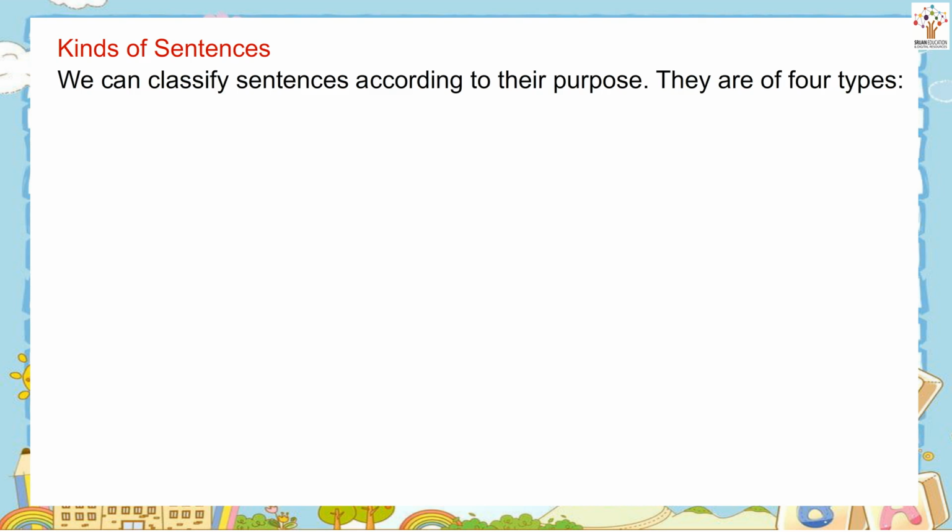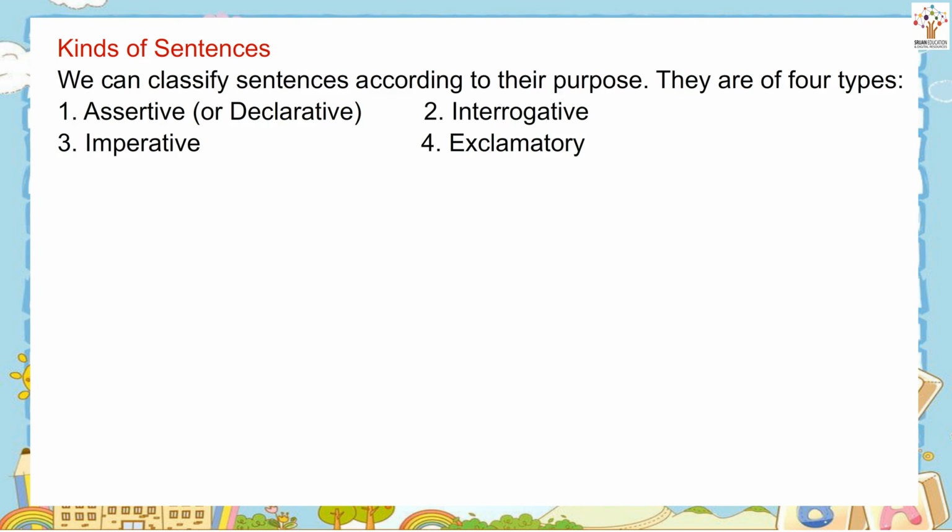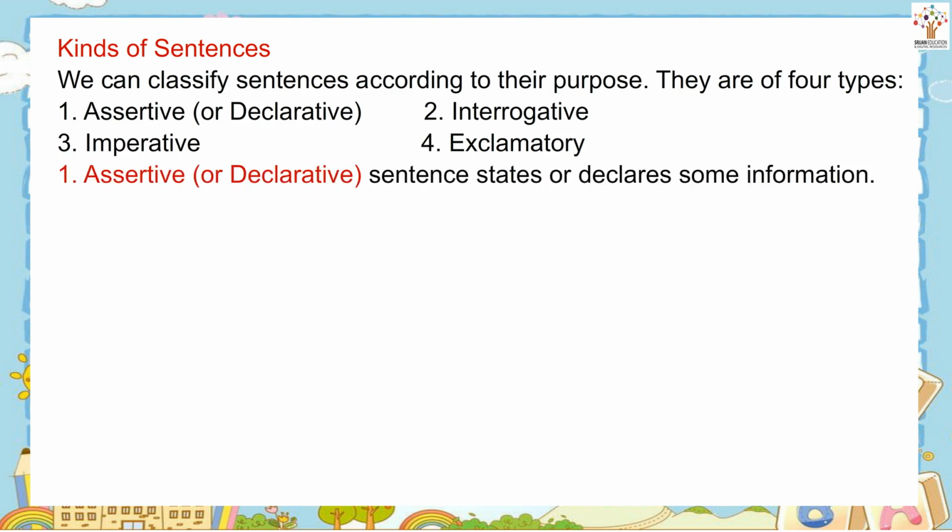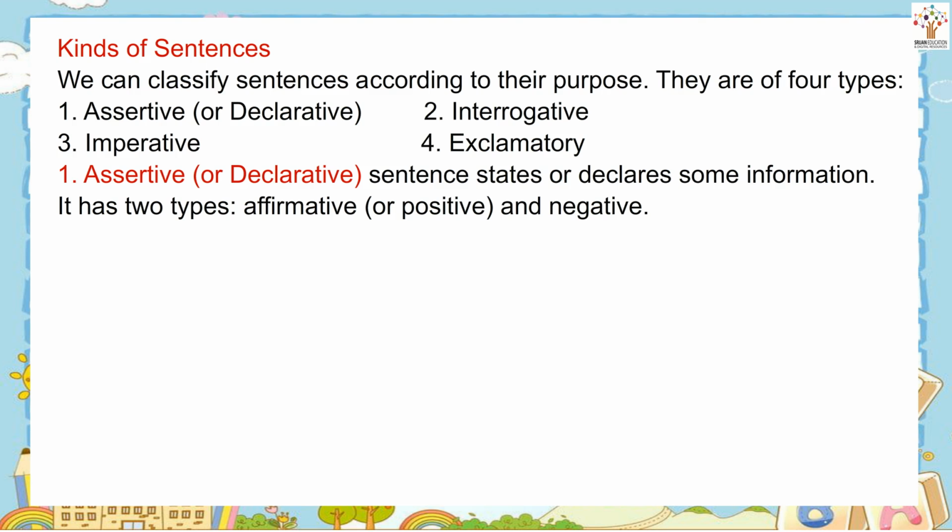Kinds of sentences. We can classify sentences according to their purpose. They are of 4 types: assertive or declarative, interrogative, imperative, exclamatory. Assertive or declarative: the sentence states or declares some information. It has 2 types: affirmative or positive, and negative.